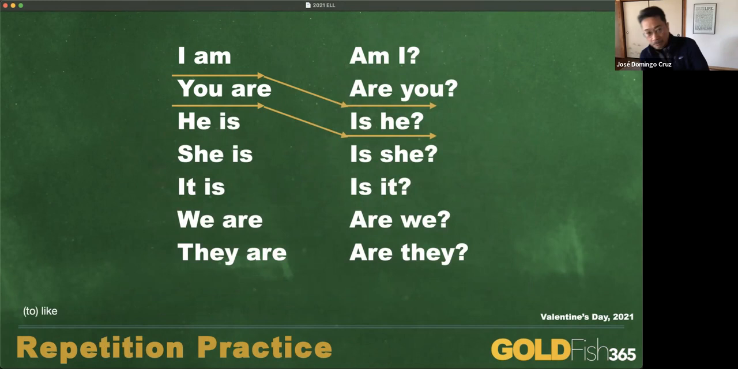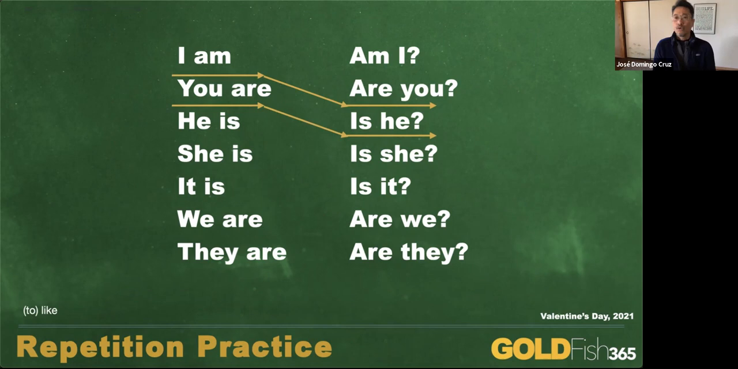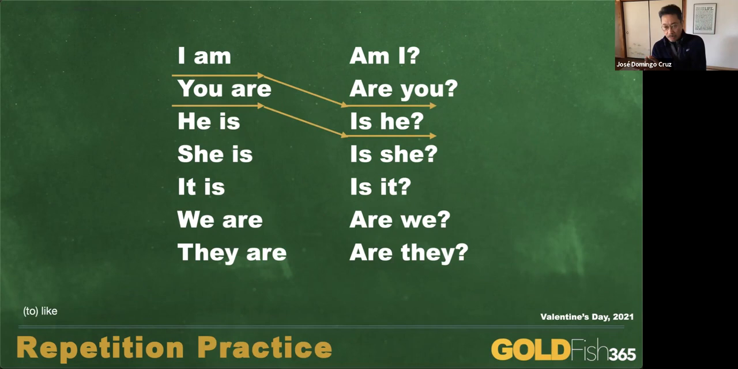So on the left-hand side, you're going to see that same list of pronouns and the be verb. And the right-hand side is the matching subject-verb question. Okay. Subject-verb inverted to verb-subject, so that it shows that in English, our basic grammatical system for making a question just reverses the order of the subject-verb to the verb-subject.